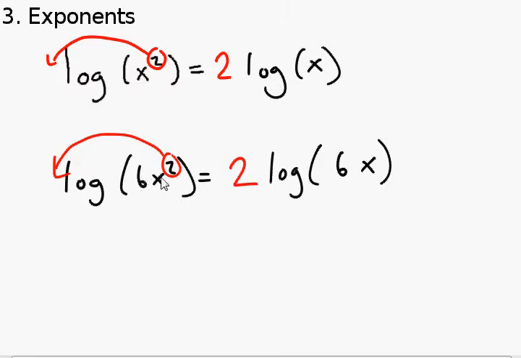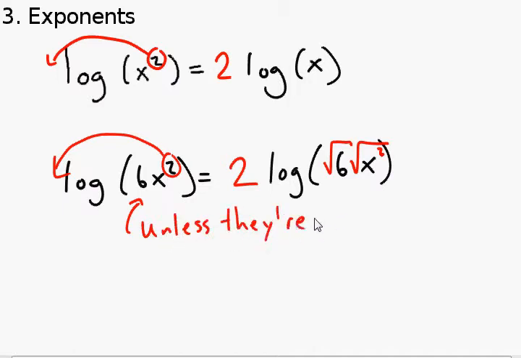Because everything inside this logarithm has to have a 2 taken out of it, in a sense. It has to be unsquared. We have to take the square root of it. So it's not 2 log 6x, it's 2 log square root of 6 square root of x squared. So unless they're both squared, it's probably a bad idea to take out that exponent.